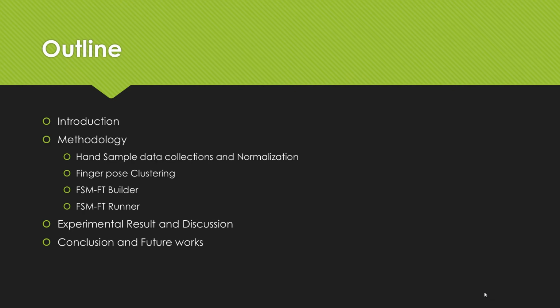And this is my outline. First, I will introduce our system, then we'll go through the methodology. The first is hand sample data collection and how to do the normalization of this data. The second one, I will go through the finger pulse clustering to create the finite state machine system. Then I will go through the main algorithm, which is the finite state machine builder and the finite state machine runner. And then after explaining the methodology, I will go through the experimental result and discussion. Then I will go to conclusion and future works.